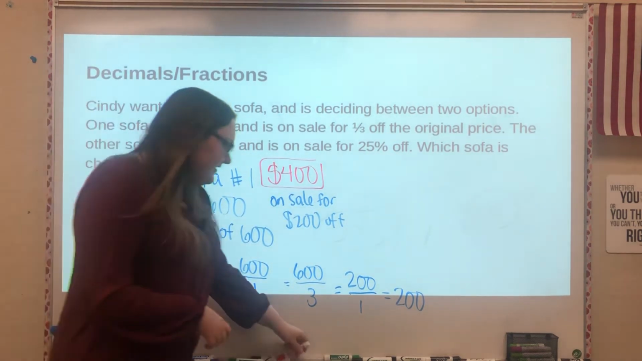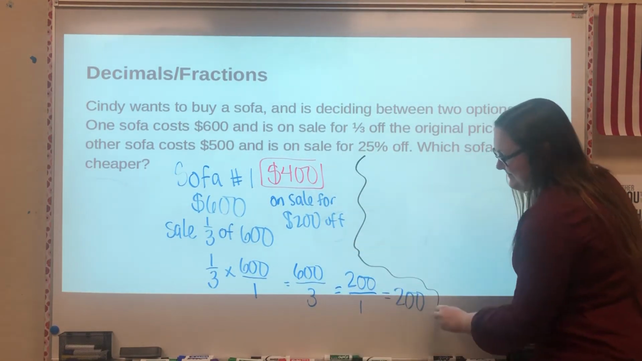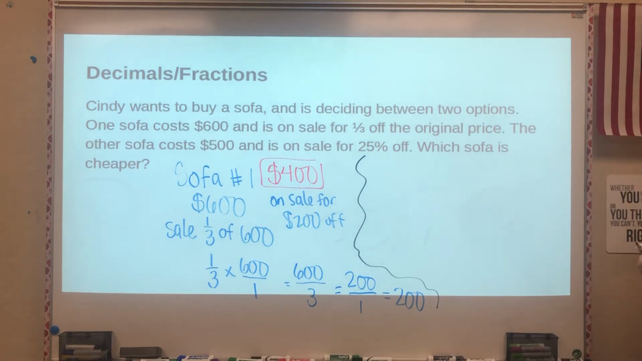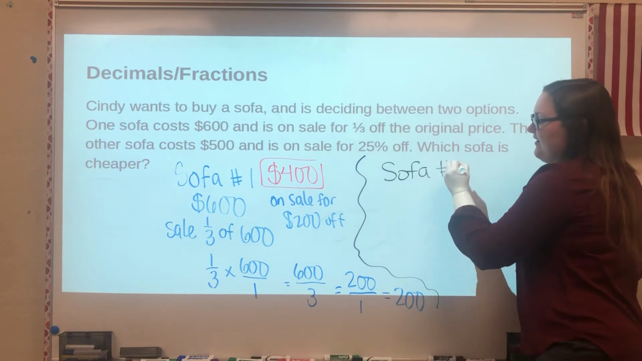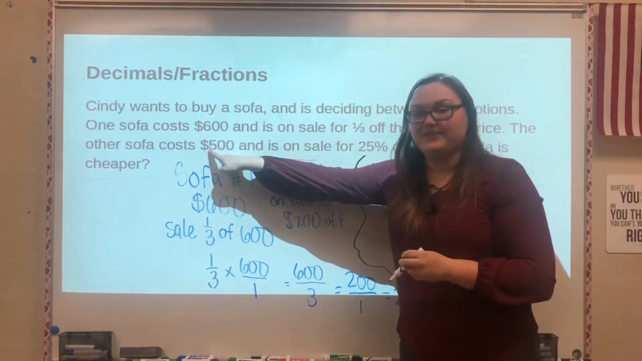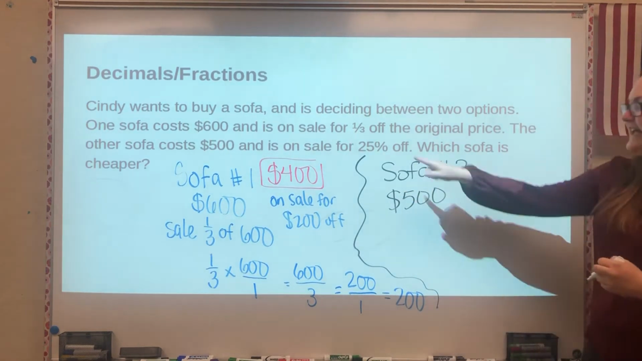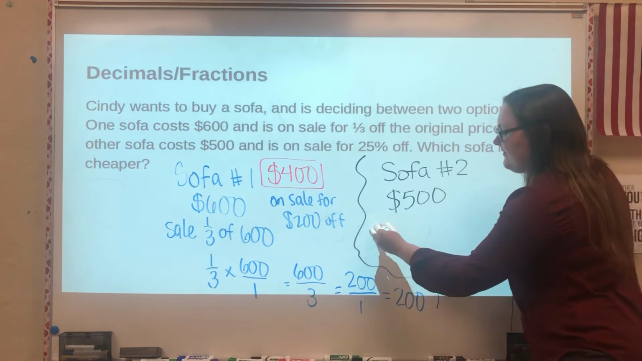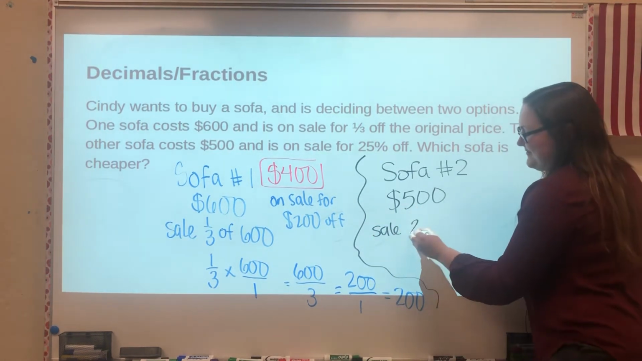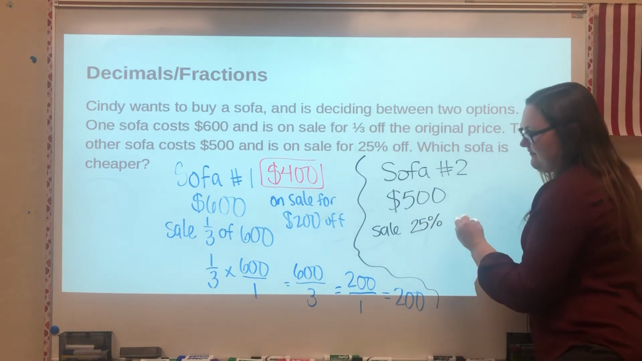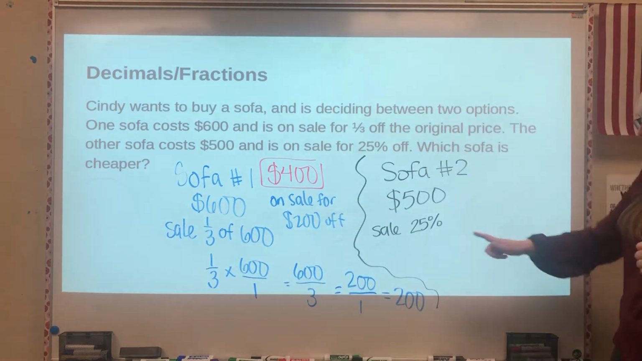Now we've got one other sofa to calculate. I'm gonna give myself a little space here. Sofa number 2. We see originally costs $500 and is on sale for 25% off. Sale for 25% off. So similar to over here, what we're going to need to do is figure out how much money that is.